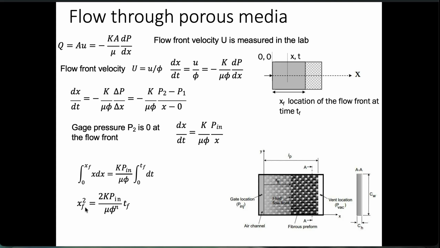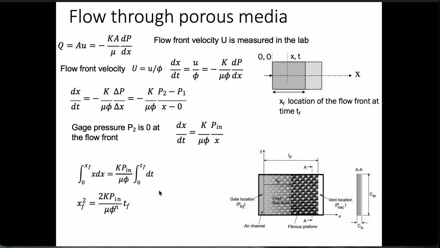And the relationship is essentially x squared, which is the location squared, is equal to 2 multiplied by your permeability multiplied by the inlet pressure, which in your case is your atmospheric pressure, 1 atmosphere, divided by the viscosity, divided by the porosity, phi, right? Multiplied by time.